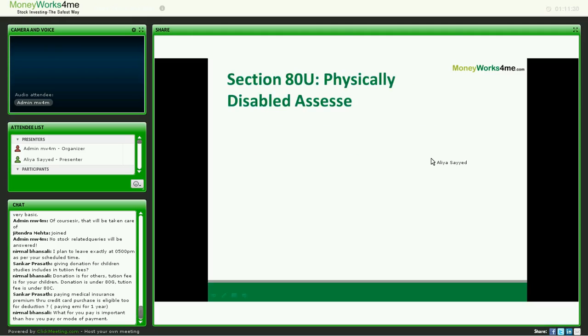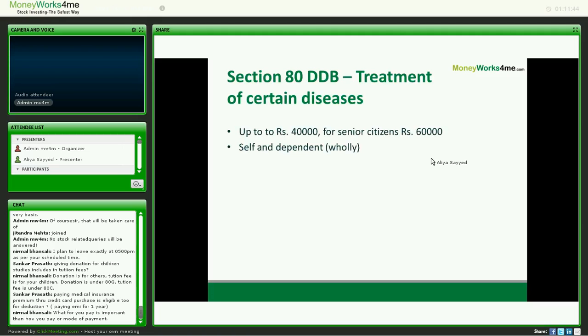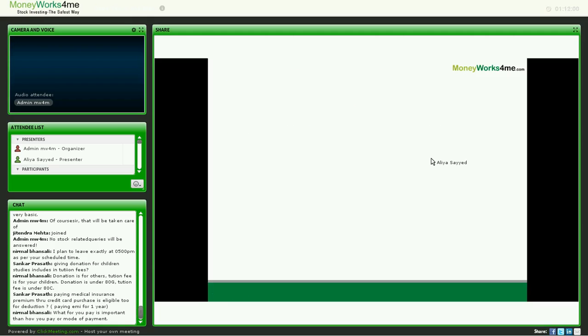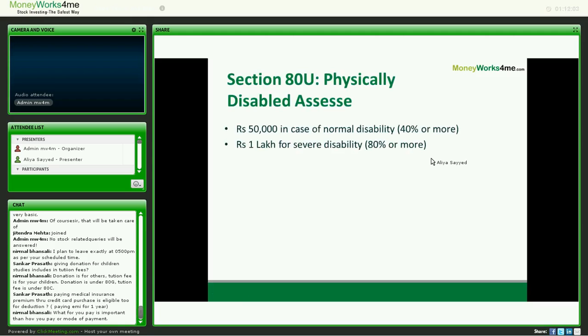Moving on to our next category, if the taxpayer themselves is physically disabled, you can claim an additional deduction under 80U. Under 80DDB you could claim a deduction for treatment, and you can claim an additional deduction in 80U for your disability. Up to 50,000 you can claim for normal disability, which is 40% and more, and for severe disability, which is 80% or more, you can claim up to 1 lakh towards your tax deduction.